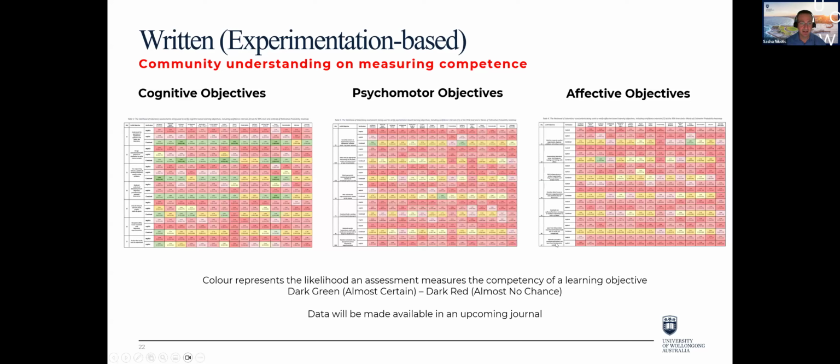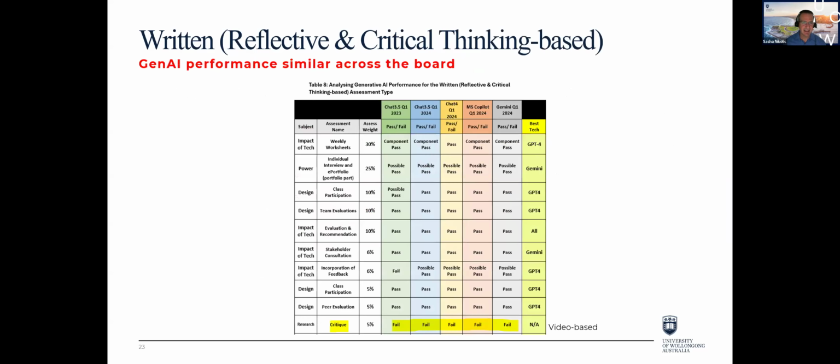And this is something that we're going to have to work on if we're going to be able to shift our focus in laboratories. Next comes reflective and critical thinking based assessment tasks. And what you will see in most cases is GenAI does a great job. Where it failed was where the analysis was video-based, because currently most of the technologies can't analyze video, but this is something that's coming in the future.